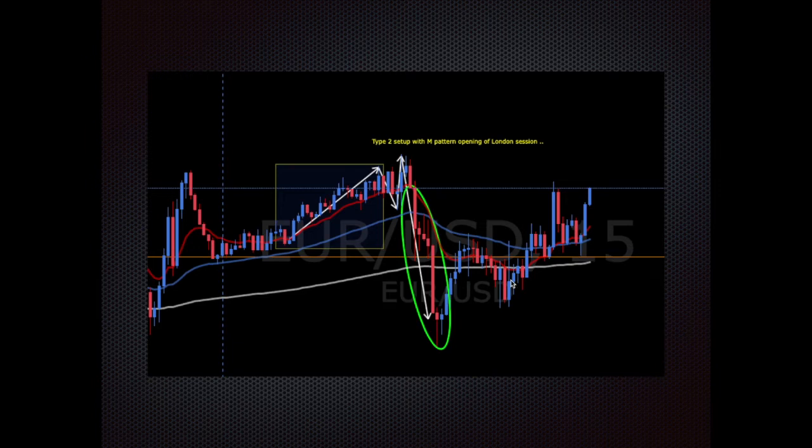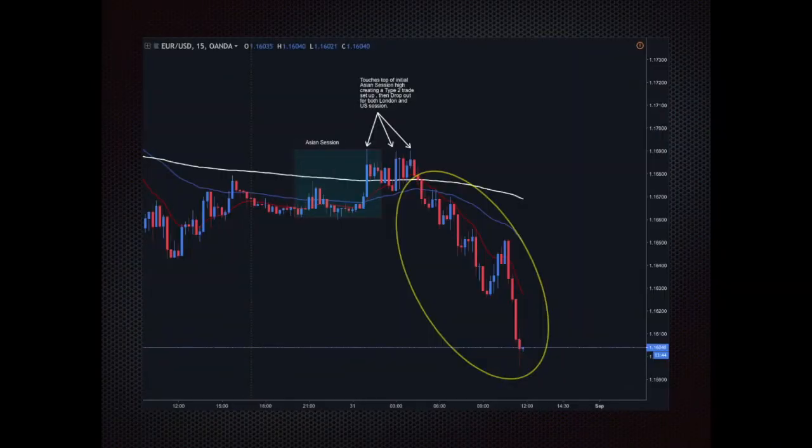On this one here, another trade that's basically trading the edge as well, where we had the first leg here, came down, came back up, and then boom. So M pattern, Type 2 setup, you see we're up here by the high of the Asian range, right? And then we drop down. All right, here's another Type 2.